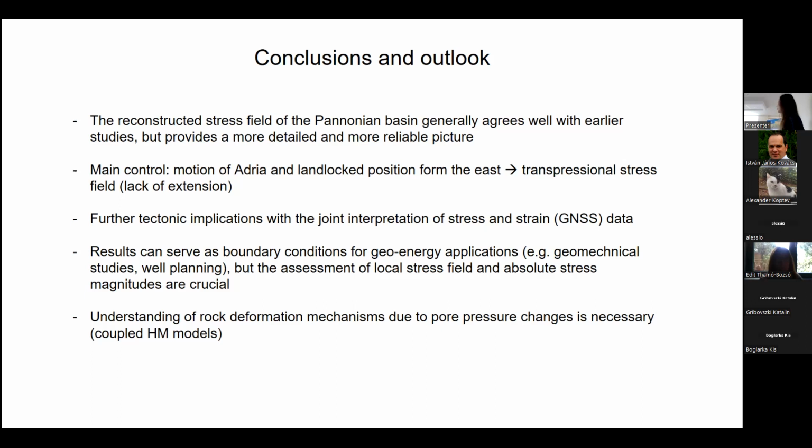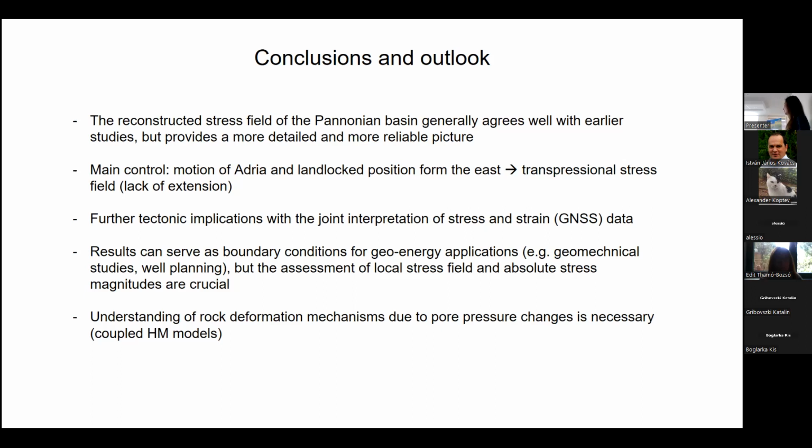So what we see is that the main control is still the motion of Adria, but it's also important to note that the basin has this push from the east. Therefore, we have transpressional stresses acting in the majority of the Pannonian Basin. It's also important to mention that we see a complete lack of extension, which is basically different from what we knew previously, at least about a few regions of the Pannonian Basin. Further large-scale tectonic or geodynamic implications can be drawn with the joint interpretation of the stress field and the new geodetic strain analysis, which will be presented later on with Kristóf.